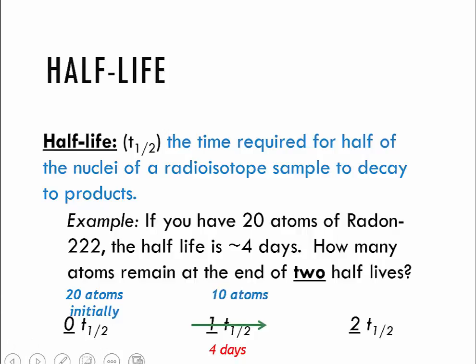Hopefully you said 10, because it took half of them. And then after another half-life, which isn't 2 days, but instead a total of 8 days, I would end up with 5 atoms. So at the end of 2 half-lives, or after 8 days, I would have 5 atoms of this radon-222.